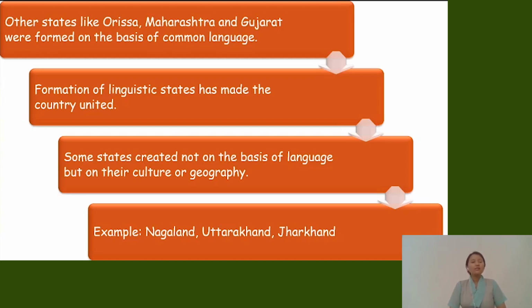But all the states in India are not created on the basis of common language. There are some states which are formed on the basis of common culture and common geography. The names of these states are Nagaland, Uttarakhand, and Jharkhand. So these are the states which were not formed on the basis of common language.